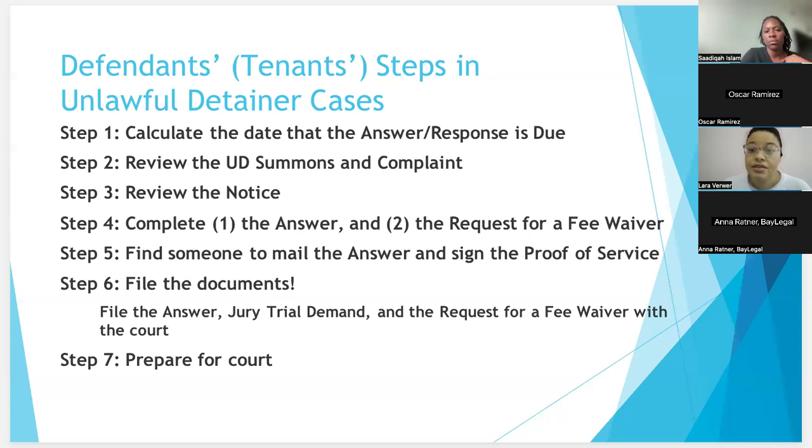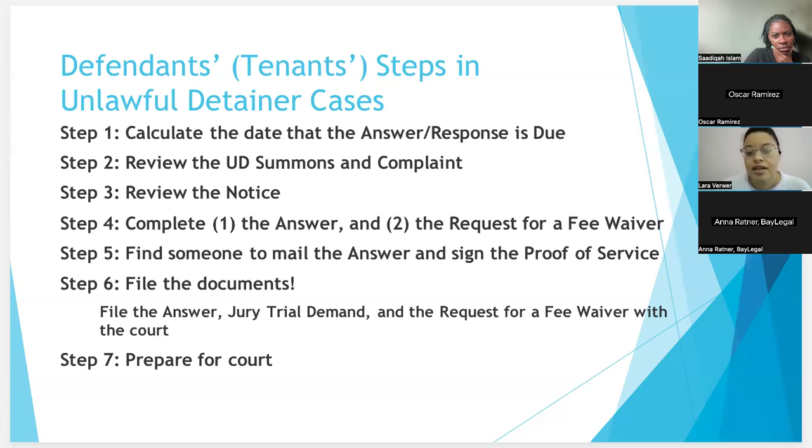Step five is serving the document. So the tenant has to serve the document on the landlord or their landlord's attorney. Step six is filing the documents in court. So a tenant should file that answer within that 5-day deadline. They can also file a request for a jury demand. So every tenant or defendant in California has that right to a jury trial. A jury trial can be waived if it's not requested timely.